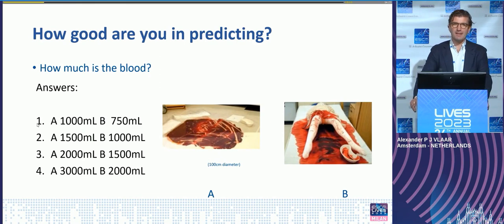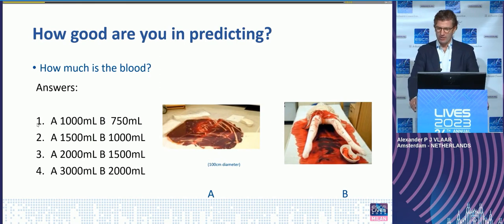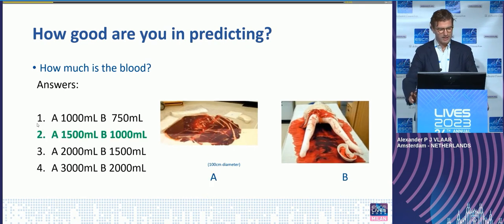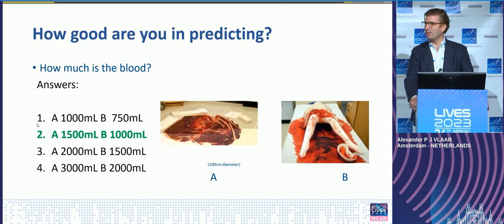The other thing is how much is here in the bed or on the ground. Do you think it's a liter on the left, or is it even 3 liters? And on the right, it's 750 or up to 2 liters. Who thinks number 1? Number 2? Number 3? Number 4? All right, so it's a bit between number 2 and 3. It is 1.5 liters. All right, so we'll get back to that.